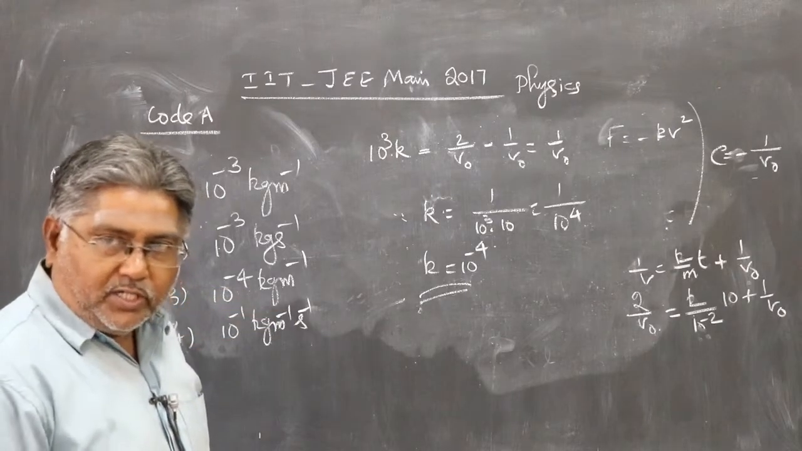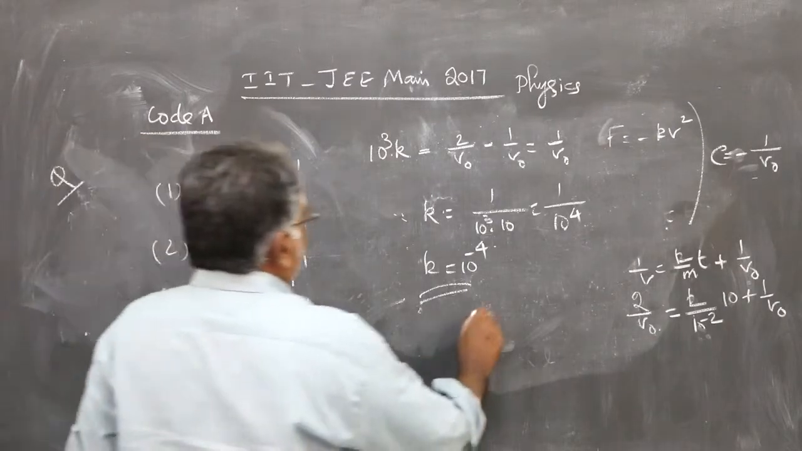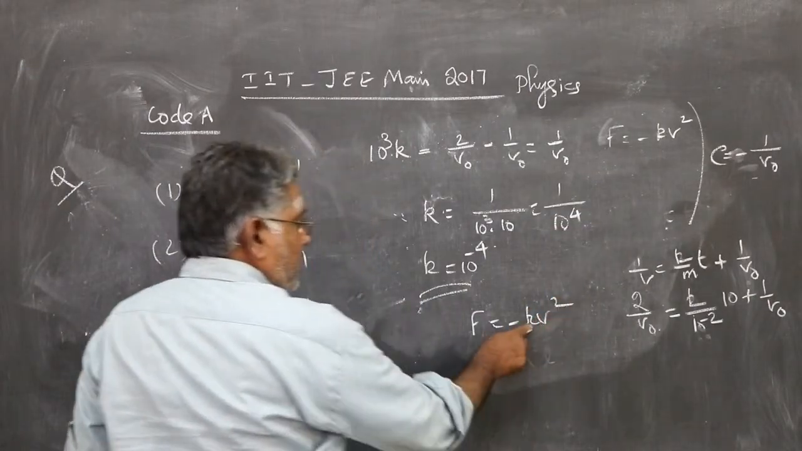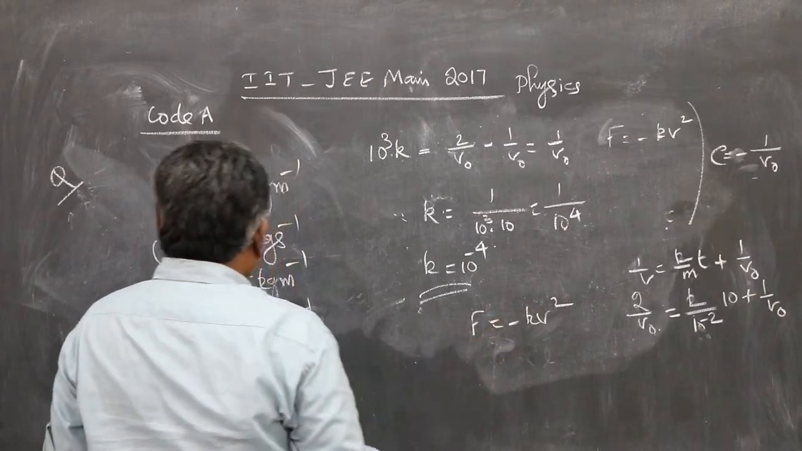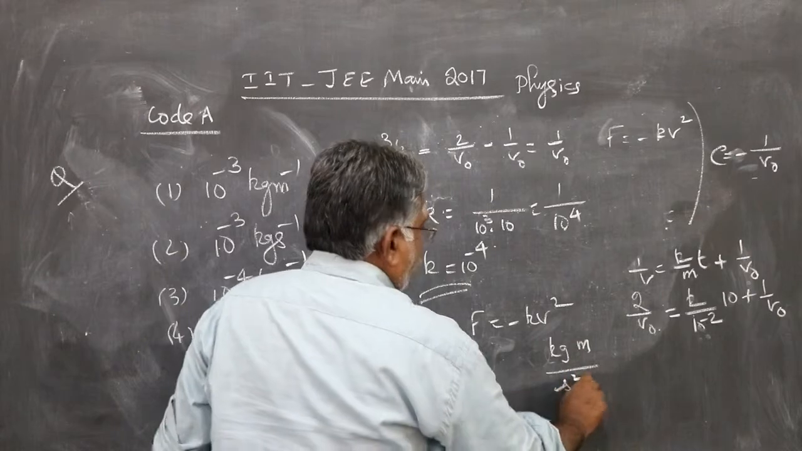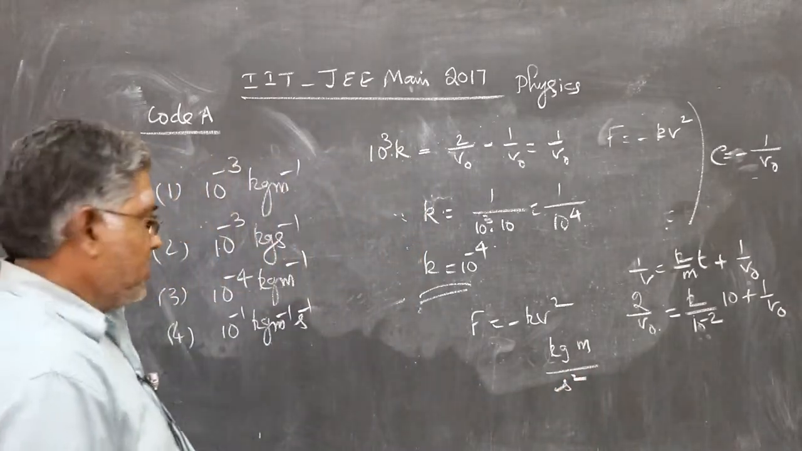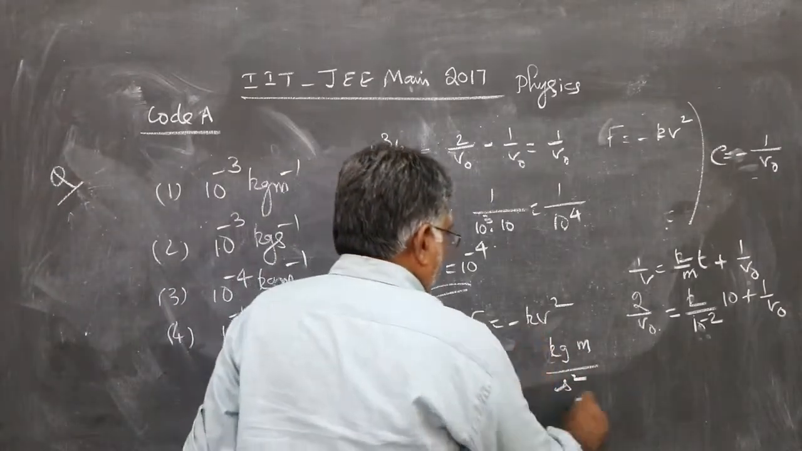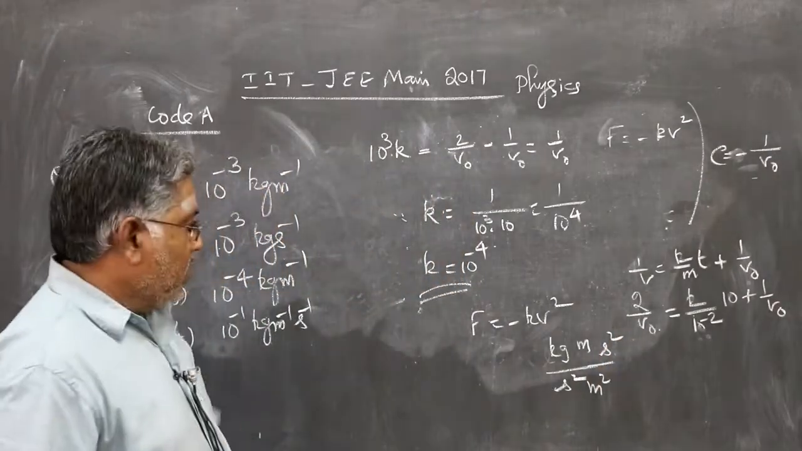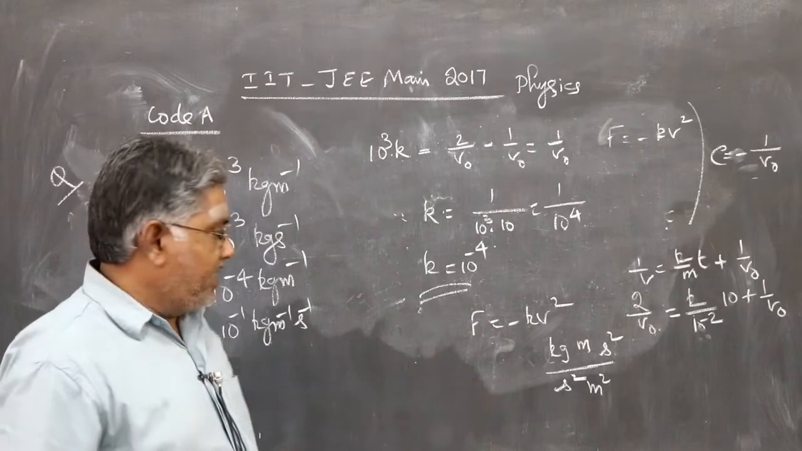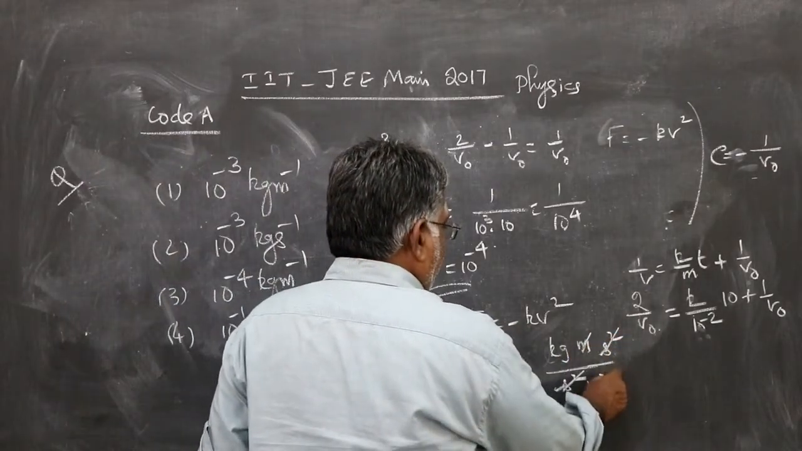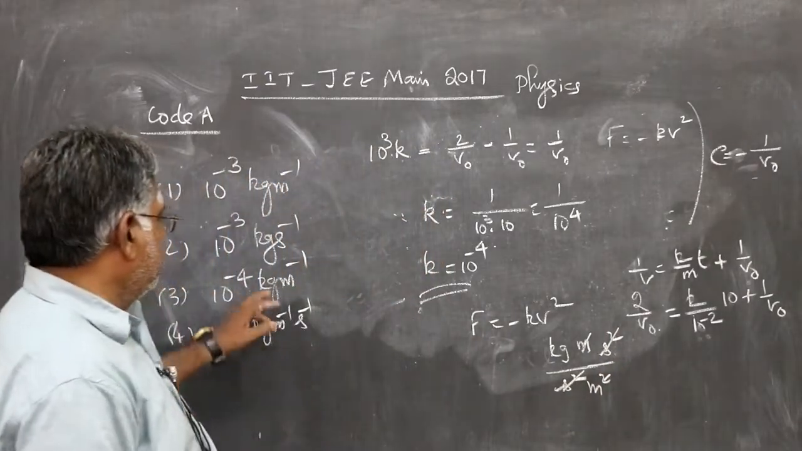If you are interested, you can check the unit also. F is kV square minus kV square. Unit of K is F by V square. F is kilogram meter per second squared, mass into acceleration. V square is meter squared per second squared, because this V square will come in the denominator. So second square will get cancelled, one m will get cancelled, so kilogram per meter.